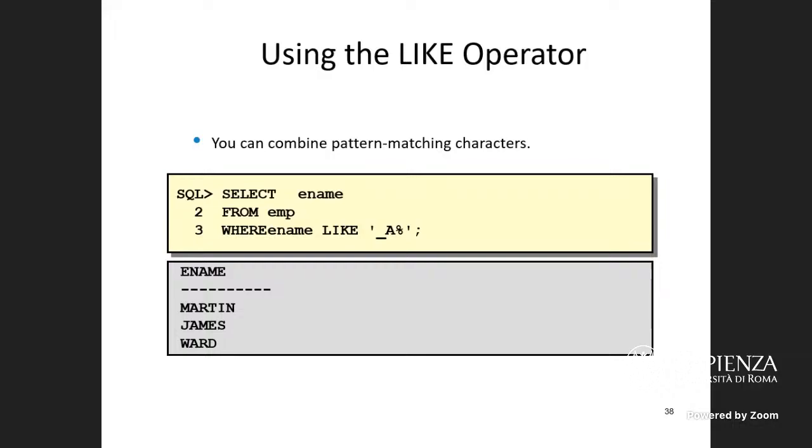Okay, so we can combine pattern matching strings, which is what I've shown you here. What does this denote? The underscore, what does it denote, guys? One character. What does the percentage sign denote? Any number of characters before, characters after. Okay, that's great. So you can use this to match.